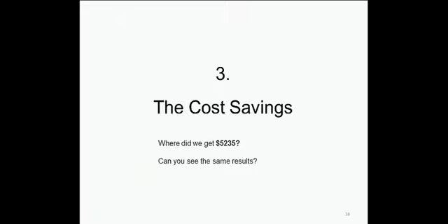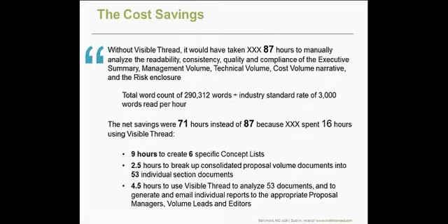So the cost savings. We promised you we would share why $5,235, and I'd like to show you how you can arrive at the same results. This is a somewhat wordy slide, but it is an extract of the report for why this customer saved this amount of hours, and it's extremely real. What they say in the very top portion of this slide is it would have taken us 87 hours to manually analyze the readability, the consistency, quality and compliance, the executive summary, all of the various bits and pieces that go into creating a good proposal. They did an analysis internally which analyzed the total word count and what the rate of reading and review would be per hour. And they looked at the net savings, which came to 71 hours instead of the 87 hours.